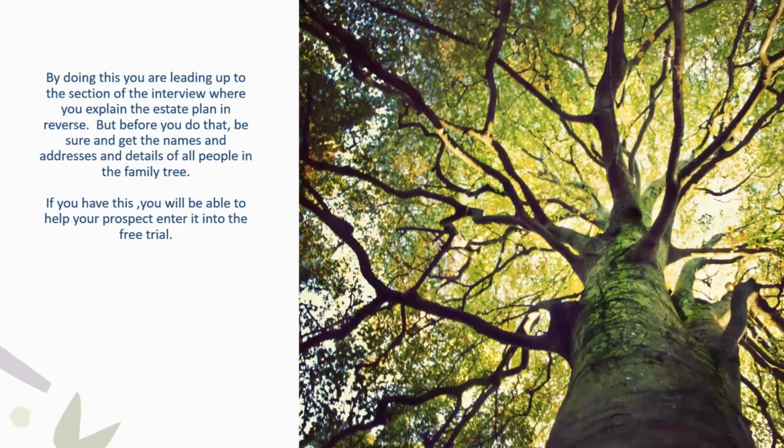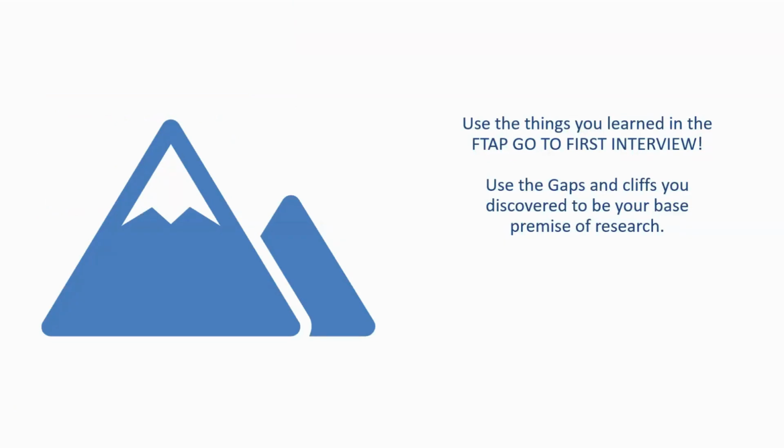But if you have a whiteboard or a piece of paper, you'll be able to help your prospect enter into the free trial. Remember, it's a free trial. Sell it that way. So if you'll just use the things that you learned in the family tree asset position and go to first interview, just use what you studied in the script and apply it to the free trial. Use the gaps and cliffs you discovered to be your base premise of research. It's okay. They'll listen to you.